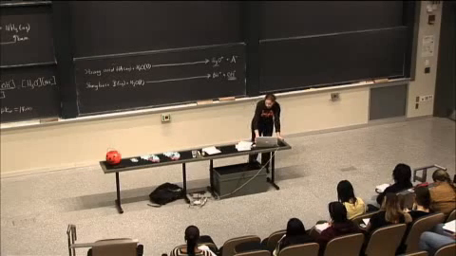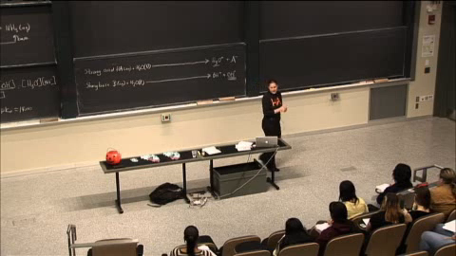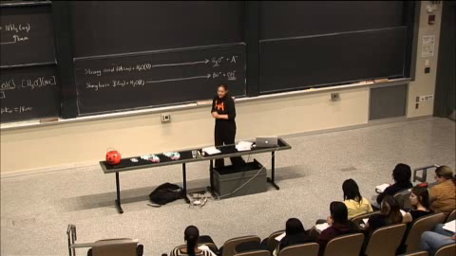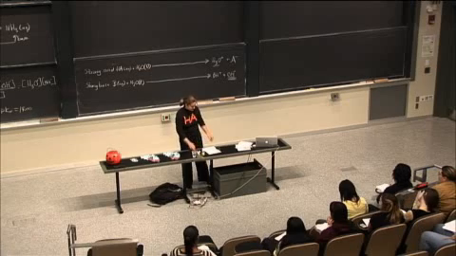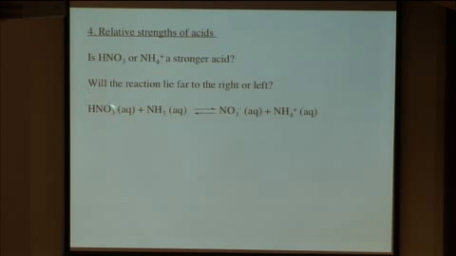Okay, so let's look at this relative strength of acid problem and do an example here. In this equation, we have an acid and a base on one side, and another, different acid on the other side. We can look at whether the reaction is favored toward the right or the left, depending on which acid is stronger. Will the reaction lie to the right or the left?